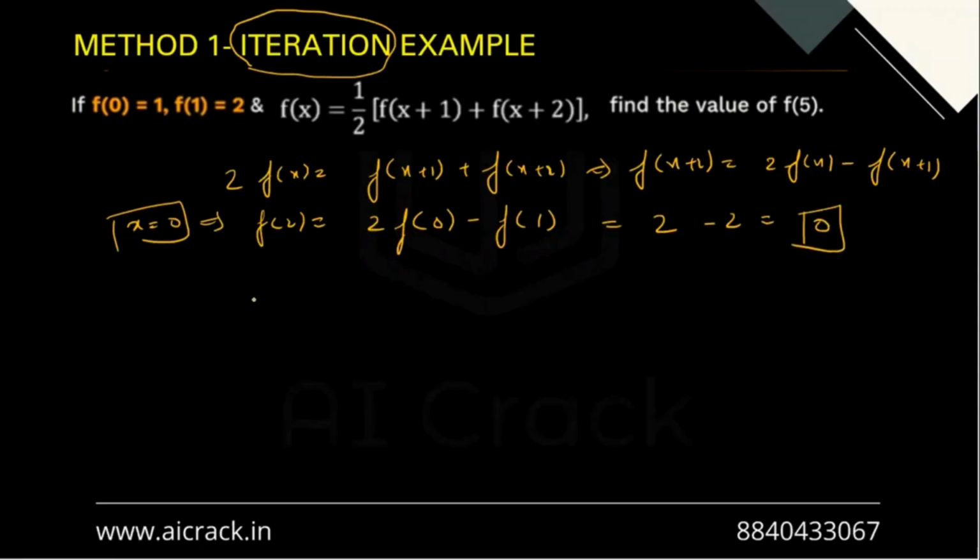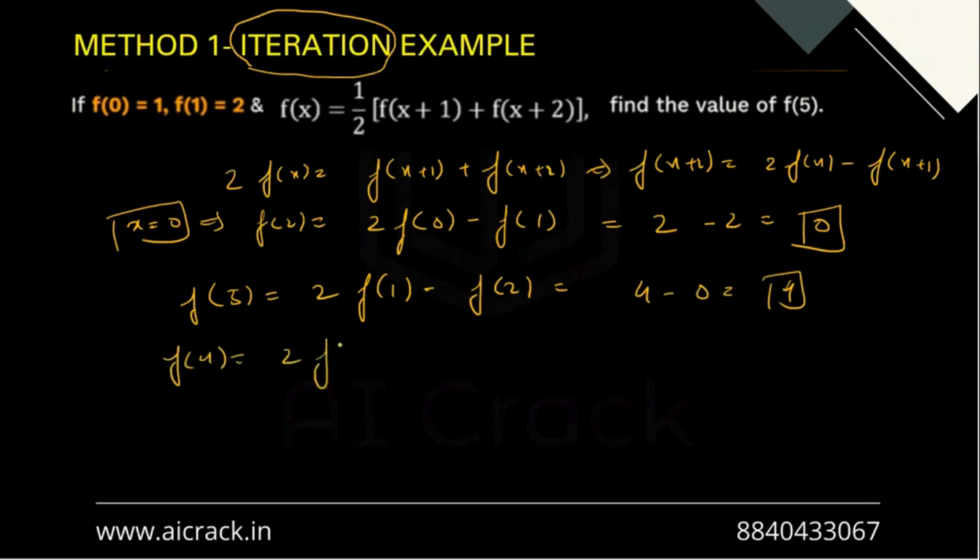I'll again put x equals 1. So what we get is f(3) equals 2 times f(1) minus f(2). 2 times f(1) is 4, 4 minus f(2), which is 0, that is again 4. Now f(4) would be 2 times f(2) minus f(3), right? Because I have put x equals 2. Now 2 times f(2) would be 0, because f(2) is 0, minus f(3), which is 4, that would give me minus 4. And similarly, you can calculate f(5).